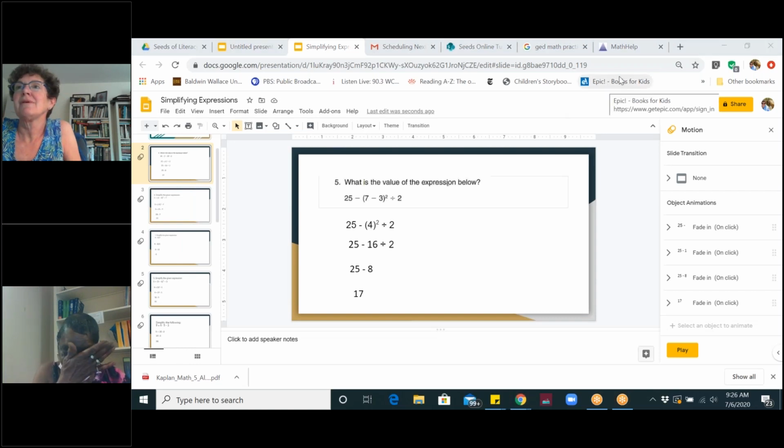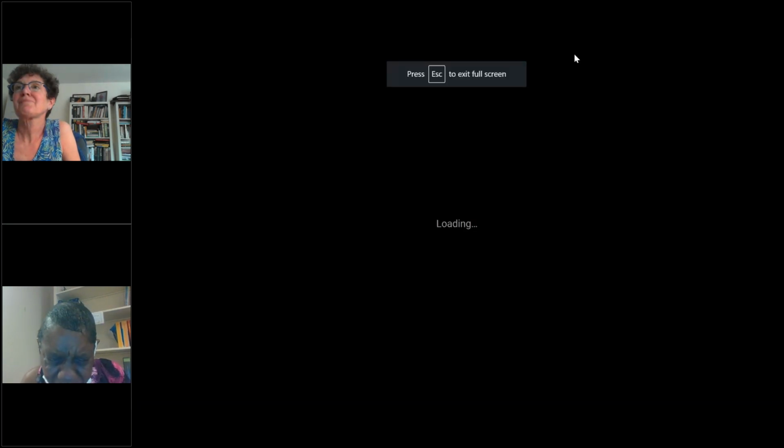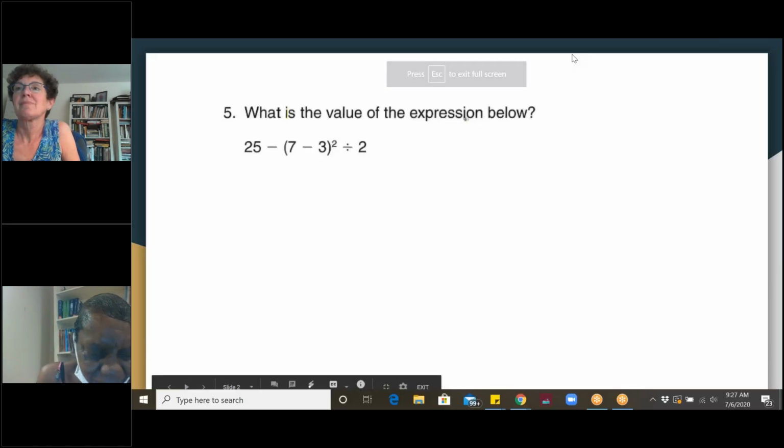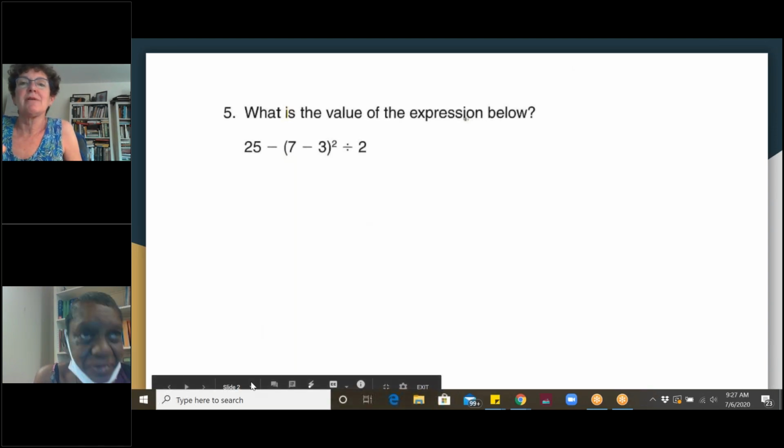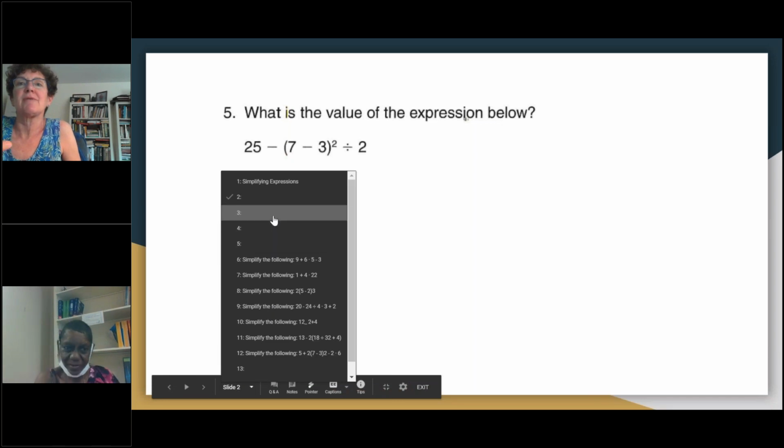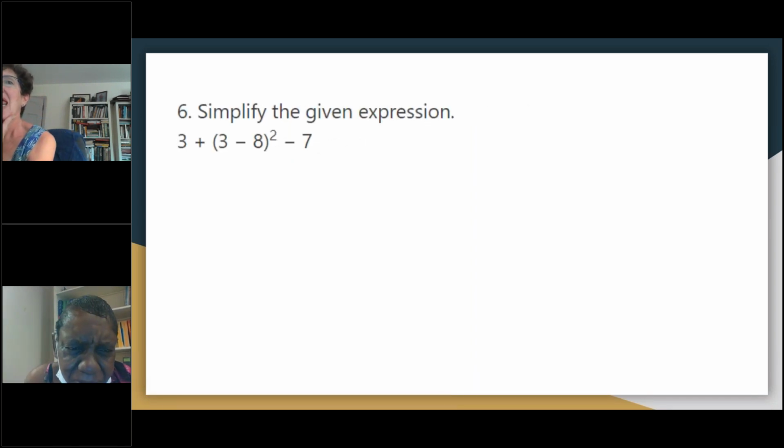So let me get back to, there we go. All right, so we've done that one. Let's look at the next one. Simplify this expression. So we've got the same thing going on. We have a number here, we have addition, but we have these parentheses here. You've got to do them first.